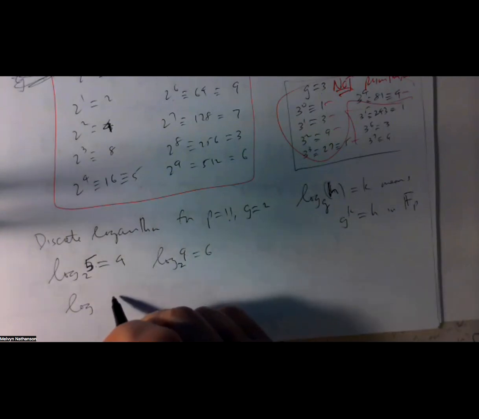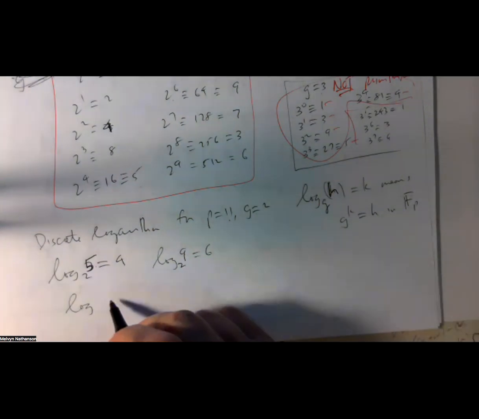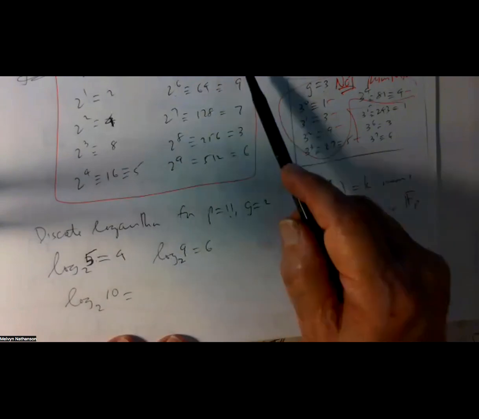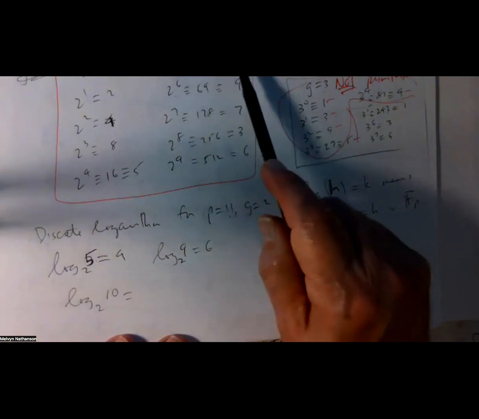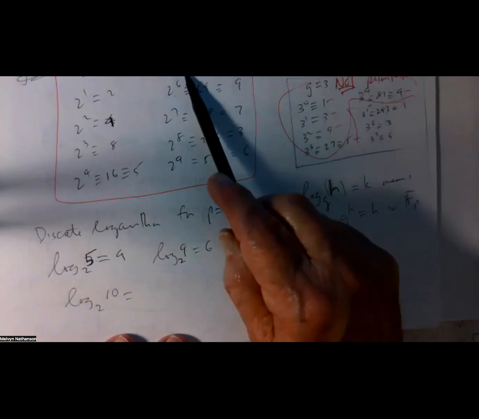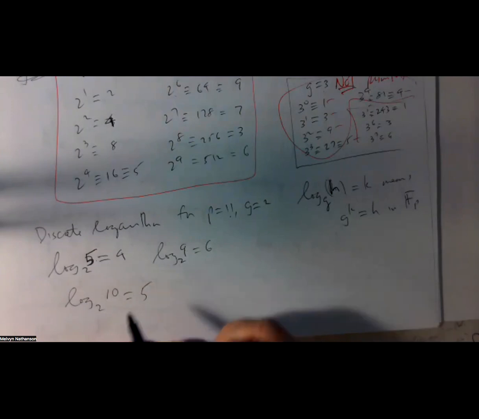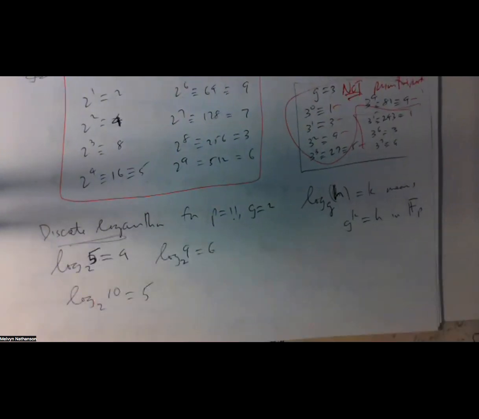What is the log of 10 mod 11? Someone tell me the answer. What is the discrete logarithm of 10 with respect to the primitive root 2 modulo the prime 11? You just look at this table and look for 10. Here it is, there's 10. 2 to the 5th power is 10. So the power to which you raise 2 in order to get 10 mod 11 is 5. That's the discrete logarithm.